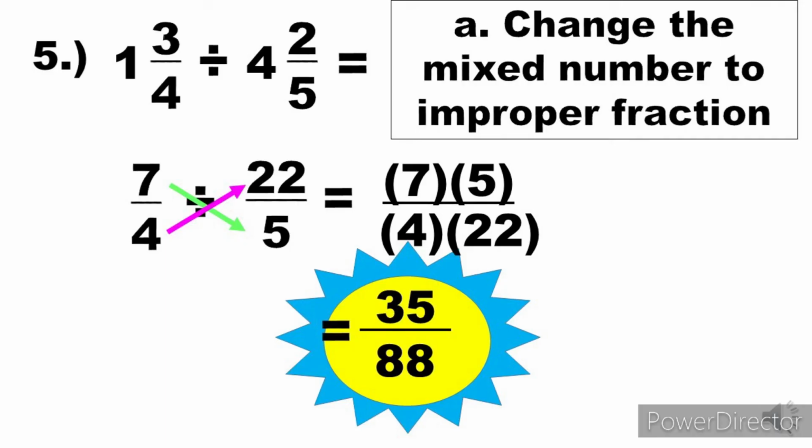And then, i-cross multiply natin. So, 7 times 5 and 4 times 22. Okay, 7 times 5 is 35, 4 times 22 is 88. So, since wala silang greatest common factor, nakasimplify na ang 35 over 88.